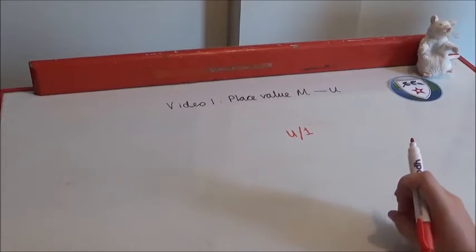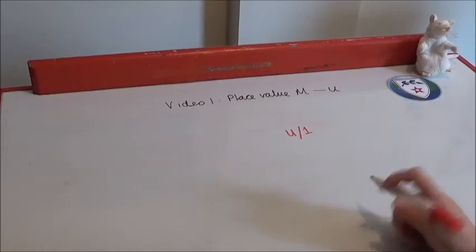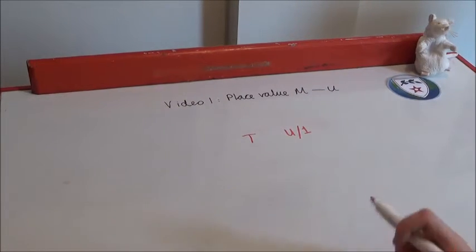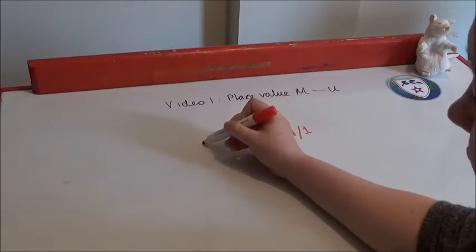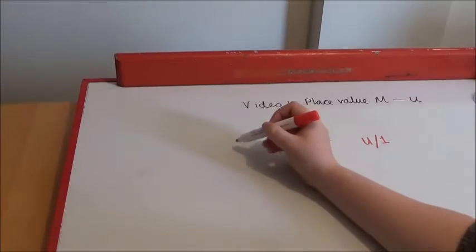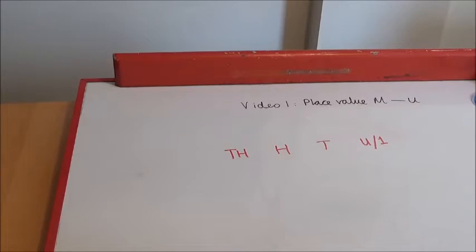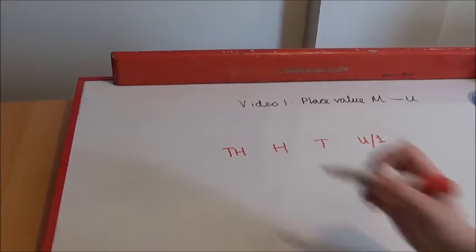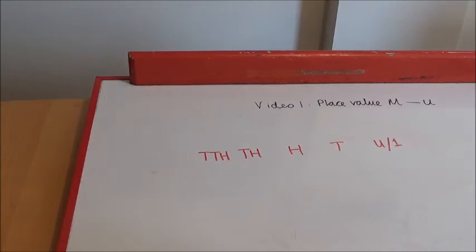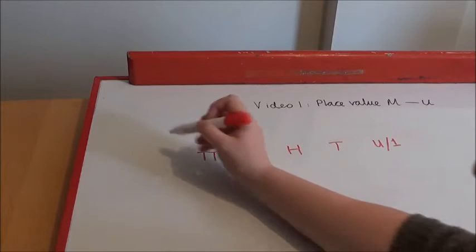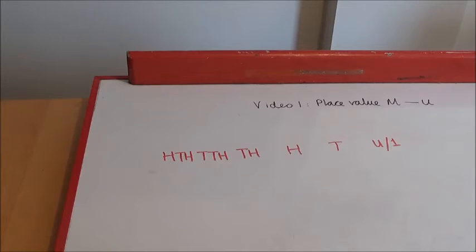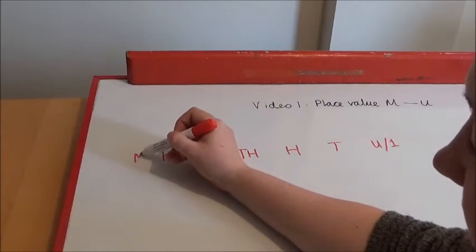So when we have 10 units, we'll stick those together and it'll go to the next place value of tens. When we have 10 tens, we'll stick those together and we'll go up to the place value of hundreds. When we have 10 hundreds, we'll stick those together and we'll create thousands. When we have 10 thousands, we'll stick those together and we get to tens of thousands. When we have 10 tens of thousands, we'll stick them together and we'll have hundreds of thousands. And eventually, when we have 10 hundreds of thousands, we'll stick those together and we'll create a million.